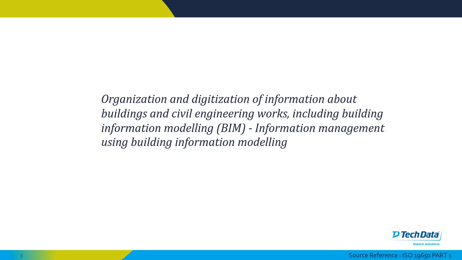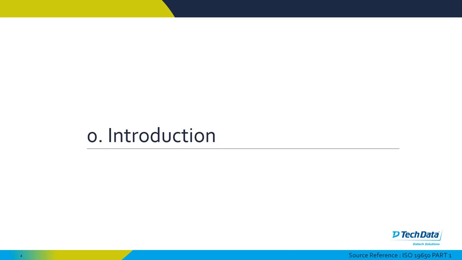So just to define, in the title of the documents: organisation and digitalisation of information about buildings and civil engineering works, including building information modelling, information management using building information modelling, is the purpose of ISO 19650 Part 1, and that's the context in which we'll look at this presentation.